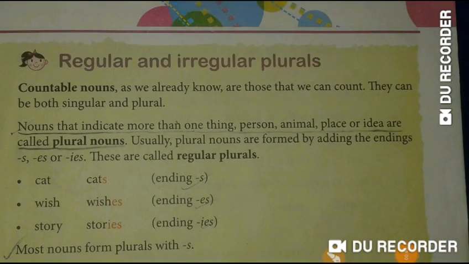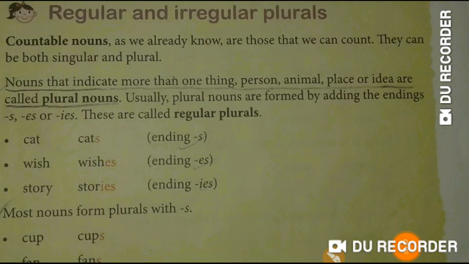There are two kinds of plural nouns, which means two kinds of plurals: regular plurals and irregular plurals. First, we will talk about regular plurals. Usually, plural nouns are formed by adding the endings s, es, or ies, or we can say usually we add s, es, or ies to a singular noun to change it into a plural noun.